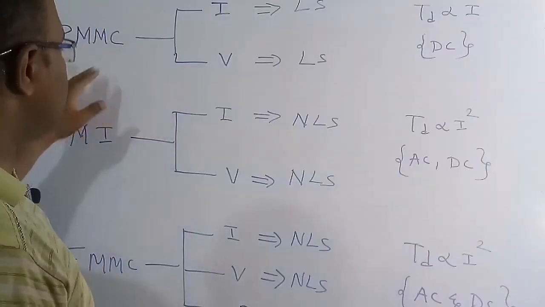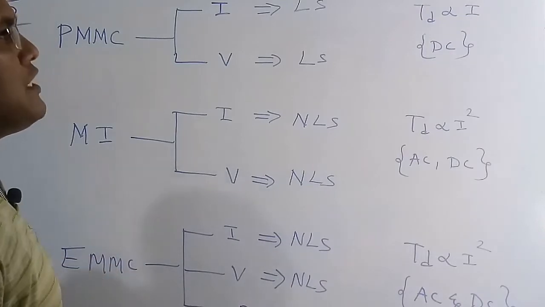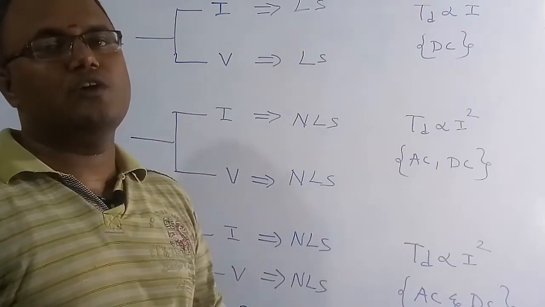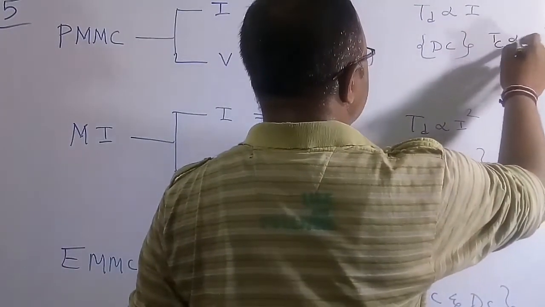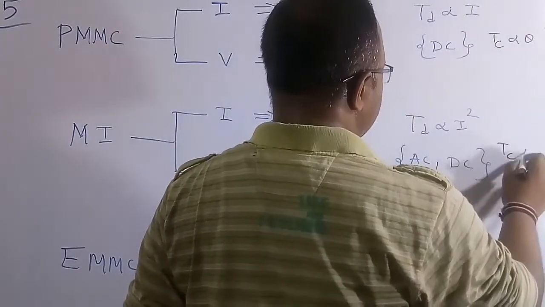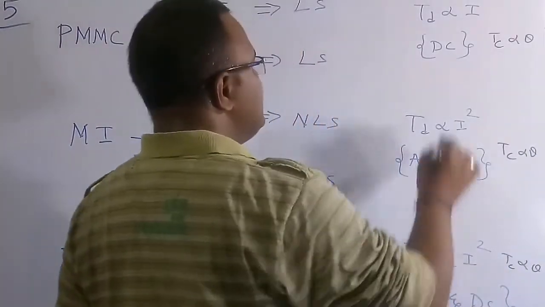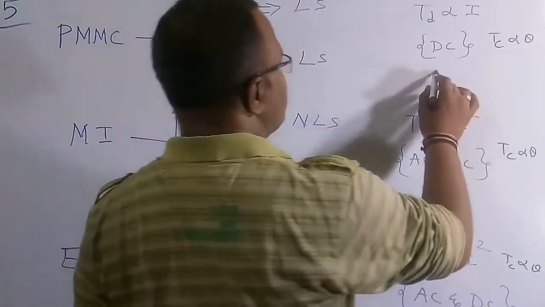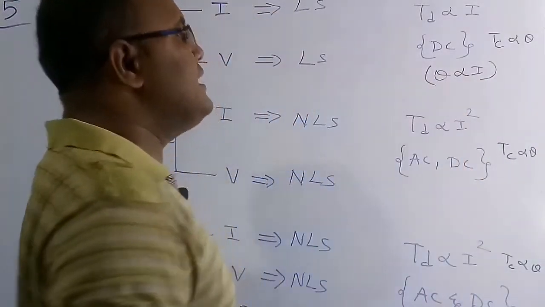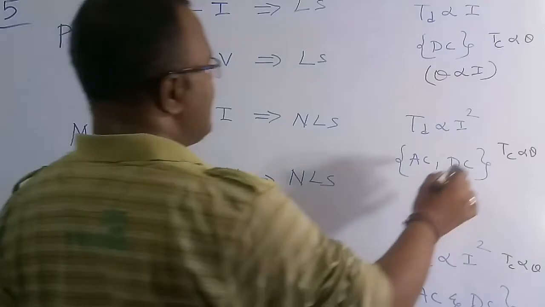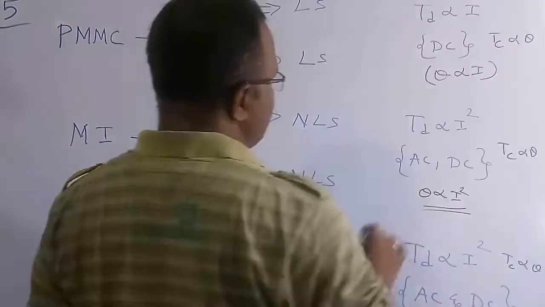See, in the PMMC and MI and EMMC, we are going to use the spring as a control torque. So therefore, TC is directly proportional to theta. Here also TC is directly proportional to theta. At a steady state, TD is equal to TC. So therefore, theta is directly proportional to I. Whenever theta is directly proportional to I, it is called a linear scale. Whereas here theta is directly proportional to I square, so it has a non-linear scale.